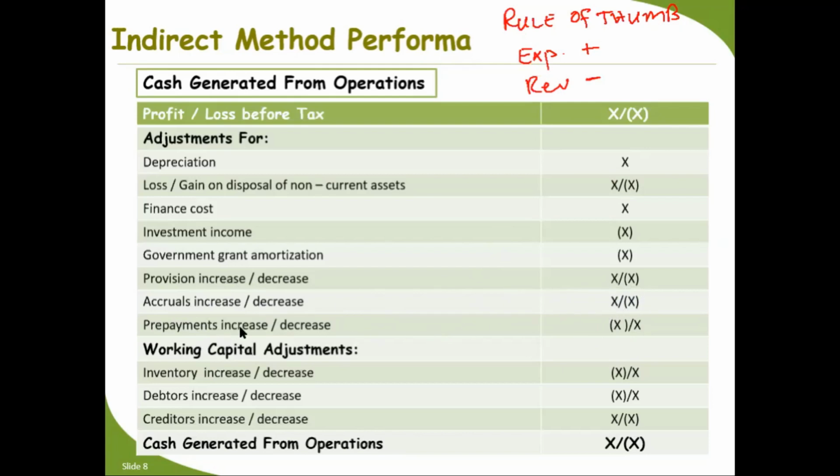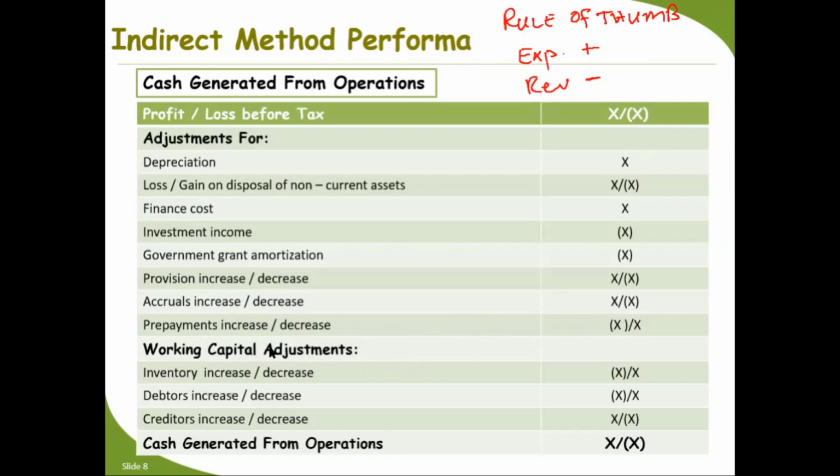Prepayments, that is now an asset. Assets have inverse nature to your liabilities. If prepayments increase, there is an increase in asset, it means your cash is tied up, so you have subtracted. And if there is a decrease in your prepayments, that will be added back.